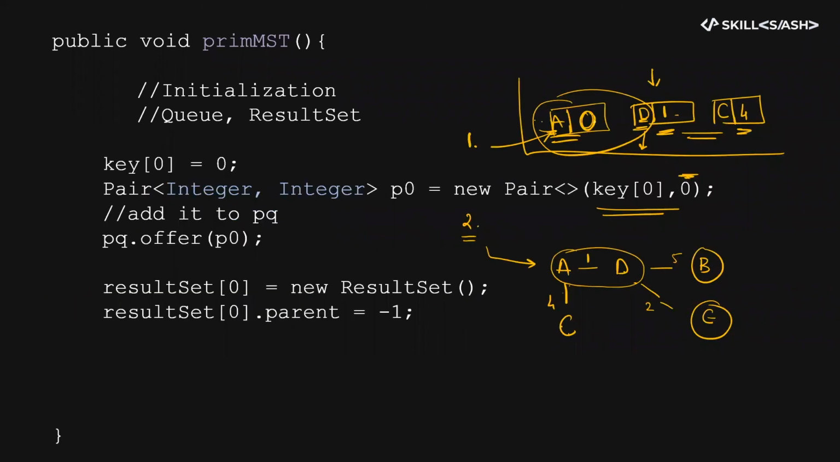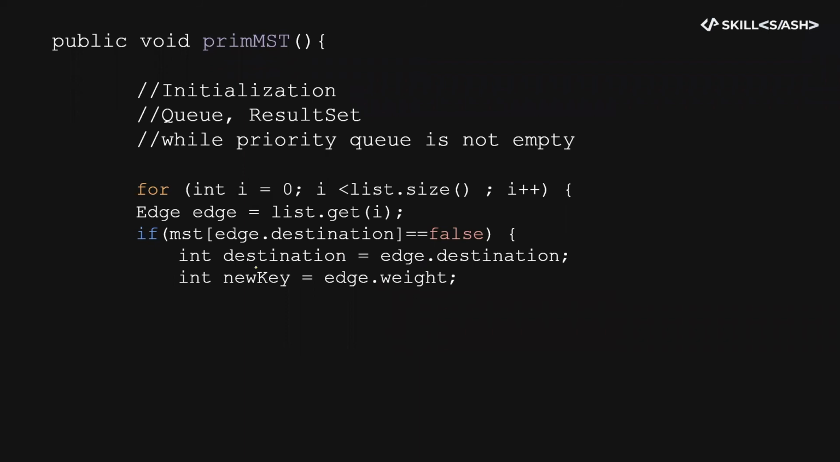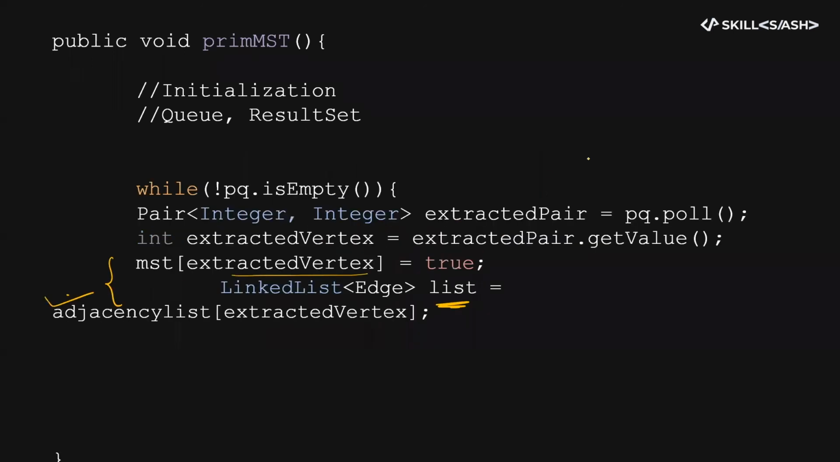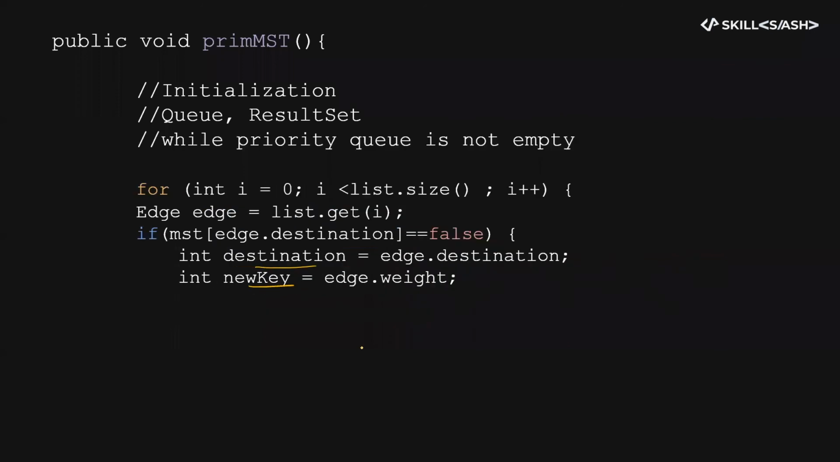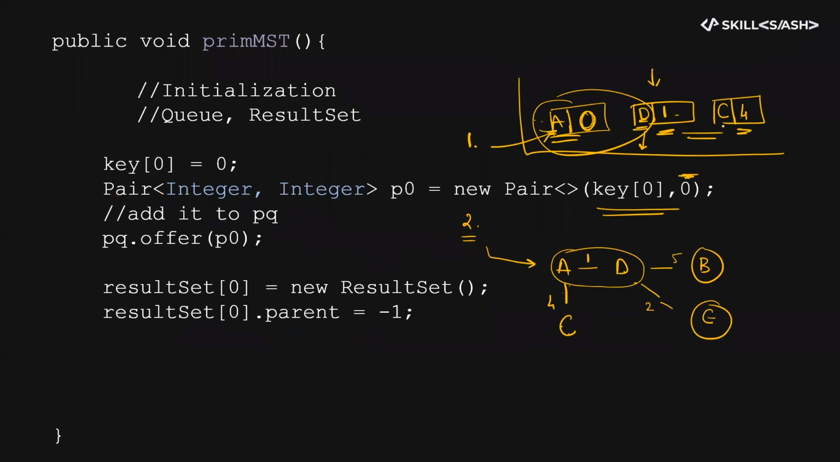If D and C are marked as not visited, what you are doing? You are creating the destination and new key, and you are creating it as an object. Once it is created as an object, like D and C's objects have been created, you're putting them into the priority queue. Simple. Clear? So we have just added all this into the priority queue.